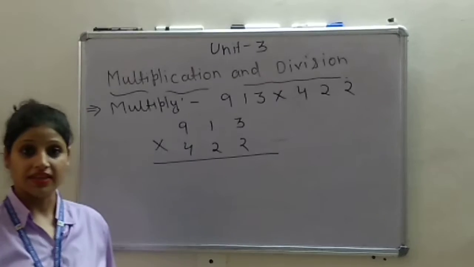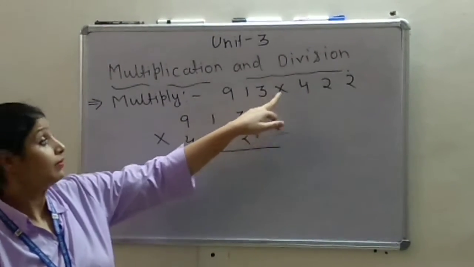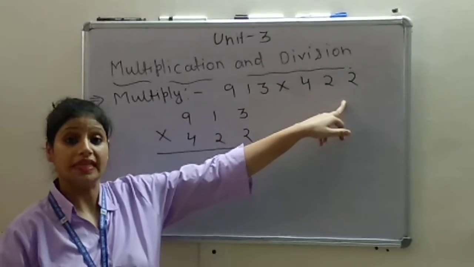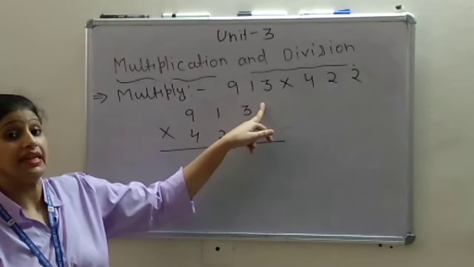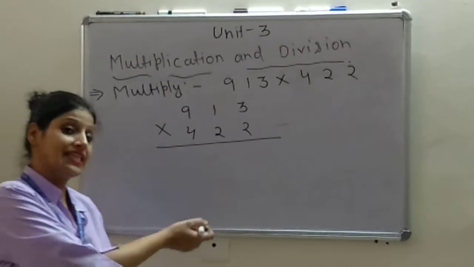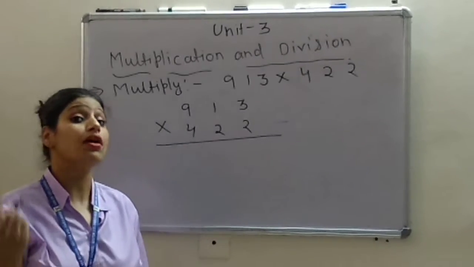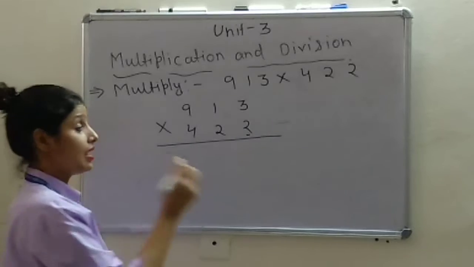Now I am taking the next example. The number is 913 multiplied by 422. Now children, we are going to multiply a 3-digit number by a 3-digit number. So the process will be the same. Now in this example, we have a multiplier of 3 digits, right? So we will start from the ones place with the multiplier.